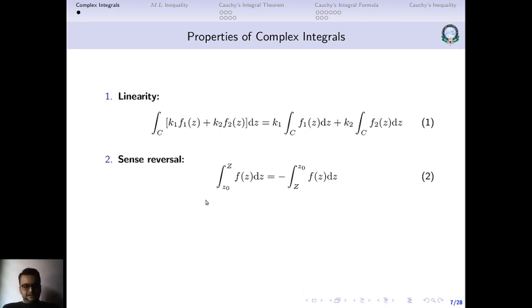Then sense reversal. So suppose your starting point is z0 and the end point is capital Z, and you try to integrate this function f of z.